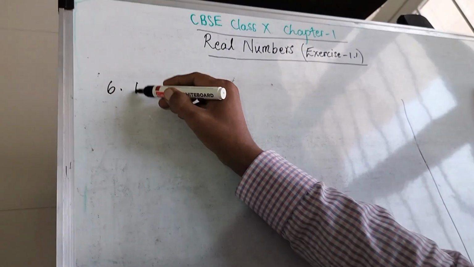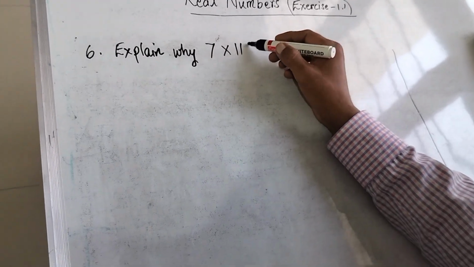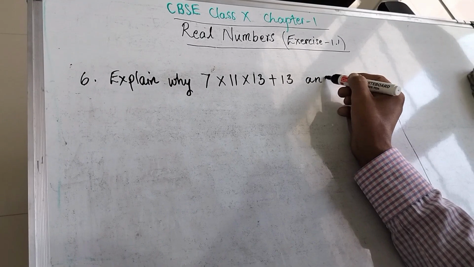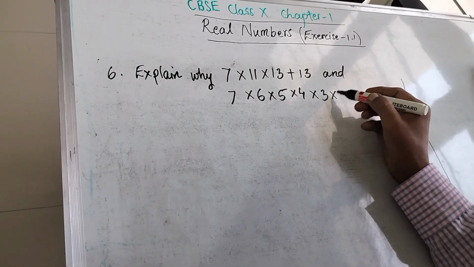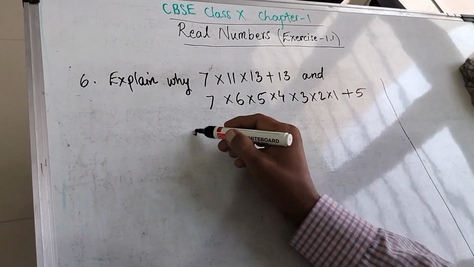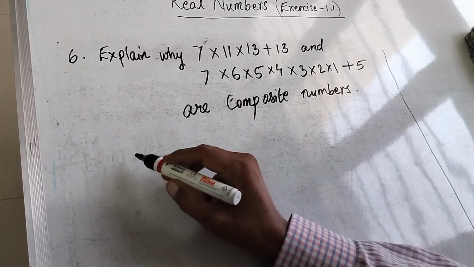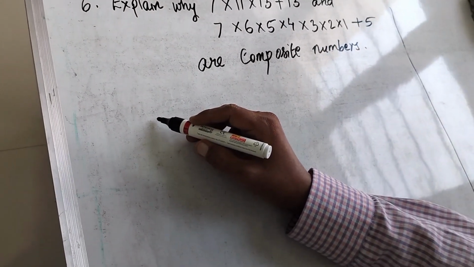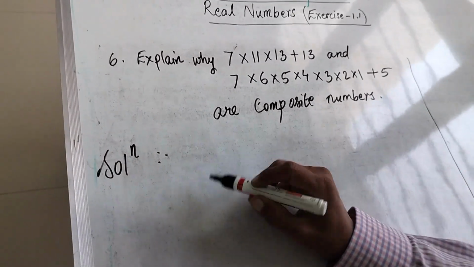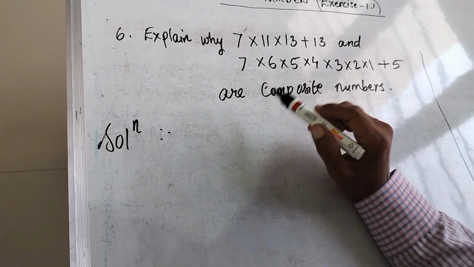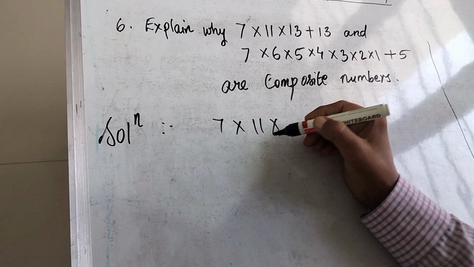तो यहाँ पर हमें उन्होंने पूछा है कि एक्सप्लेन why 7 into 11 into 13 plus 13 and 7 into 6 into 5 into 4 into 3 into 2 into 1 plus 5 are composite numbers. कॉम्पोजिट नंबर्स मतलब वो खुद के नंबर से डिवाइड तो होता ही है, लेकिन दूसरे नंबर से भी डिवाइड होता है. तो खुद के नंबर से डिवाइड होना, सिर्फ खुद के नंबर से डिवाइड होना, उनको बोलते हैं प्राइम नंबर्स, और जो दूसरे नंबर से डिवाइड होता है उसे बोलते हैं कॉम्पोजिट नंबर्स. तो हमें क्या प्रूव करना है कि ये जो नंबर्स दिए हुए हैं ये कॉम्पोजिट नंबर प्रूव करने के लिए हमें ये दिखाना पड़ेगा कि खुद के नंबर से भी वो डिवाइड होते हैं और दूसरे नंबर से भी डिवाइड होते हैं. तो सबसे फर्स्ट हम लेंगे 7 into 11 into 13 plus 13.